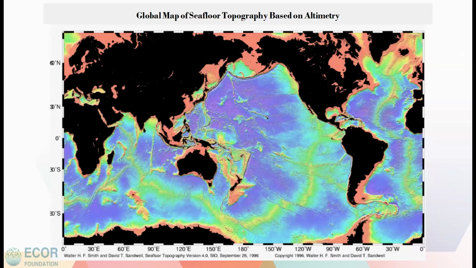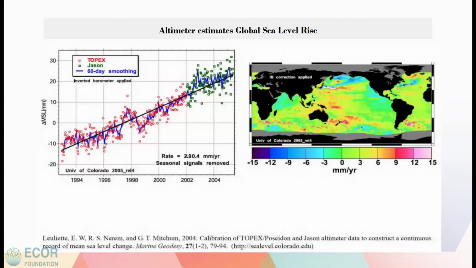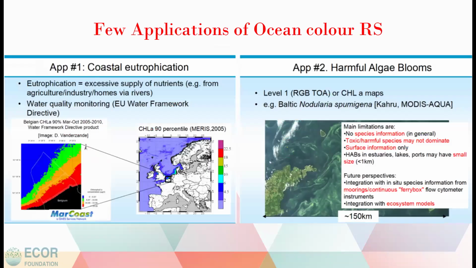So this is the global map of seafloor topography based on altimetry. We can compare this data with the latest data, to see whether the sea level has risen or lowered. Obviously, it will be rising all over the globe. And here is the comparative study of global sea level rise using altimetry data. The next few slides will be a few applications of ocean color in remote sensing.